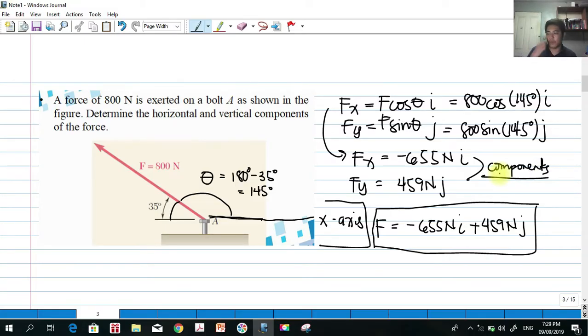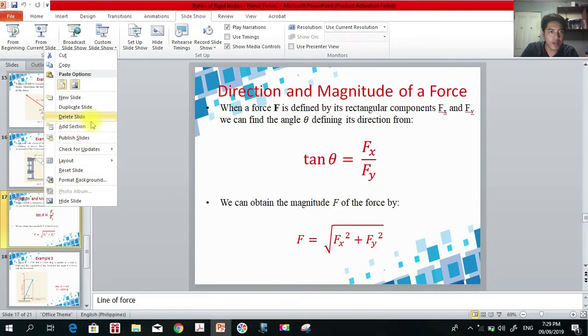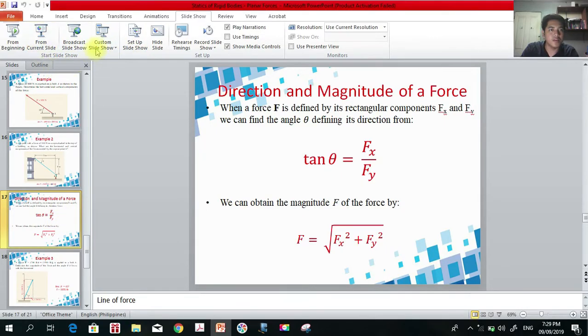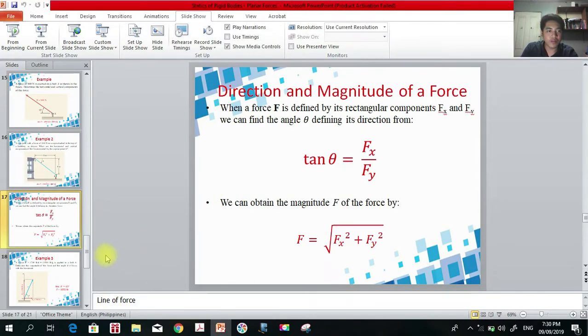Okay, for this problem. Let's try to solve another one, but before that, we have another slide. It says, when a force F is defined by its rectangular components, f of x and f of y, we can always find the angle theta defining its direction from tangent theta equals f of y over f of x. This theta is always with respect to the positive x-axis whenever we use this formula. These are scalar components. We can obtain the magnitude of the vector force by the component of x squared plus the component of y squared. Pythagorean.